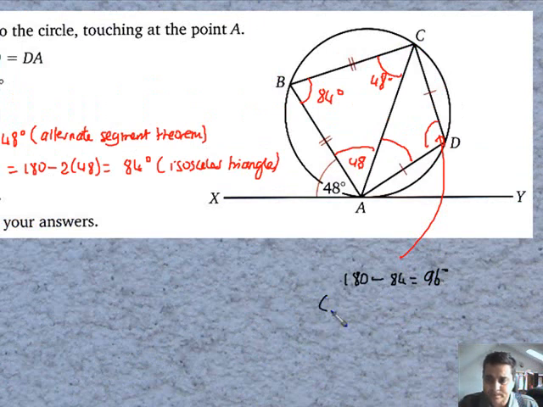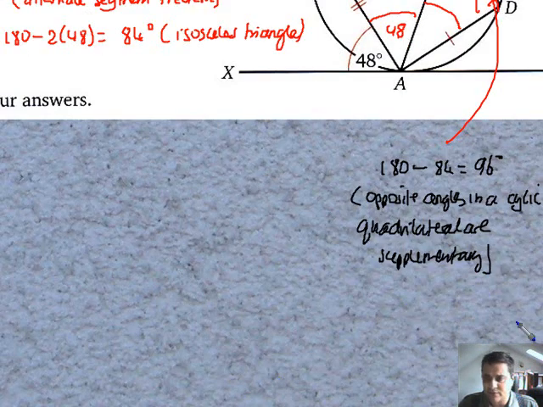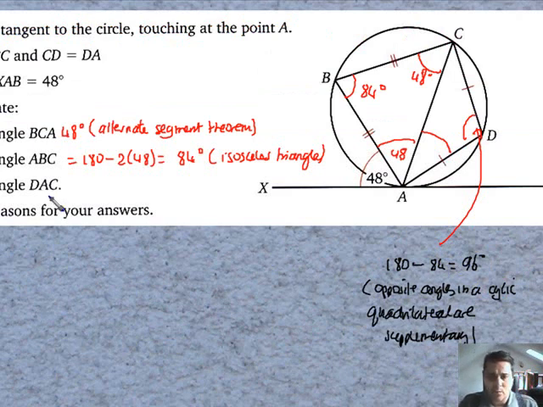That's what you call opposite angles in a cyclic quadrilateral are supplementary. They supplement each other up to 180 degrees. So that's my proof for that. That's my reason. So I've got angle DAC.